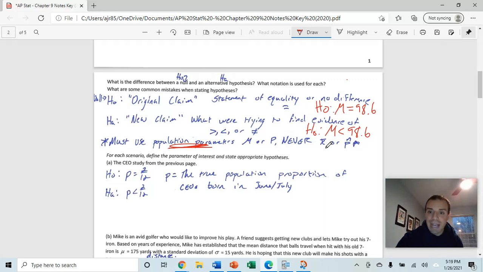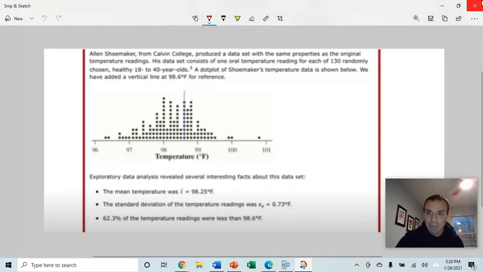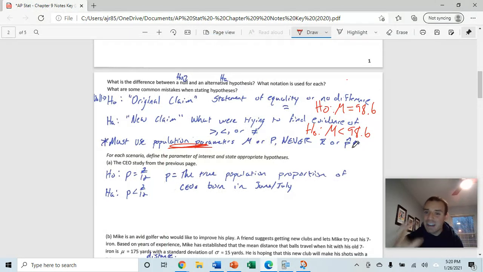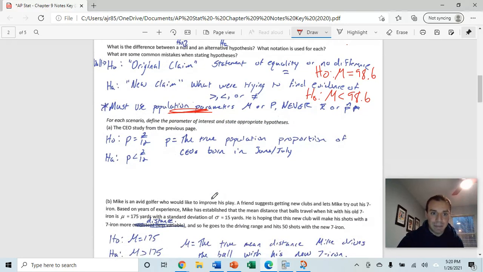Again, we don't use x bar or p hat because we know what we got in our sample. We know our sample mean was less than 98.6. The question is, is it strong enough evidence based on my sample of 130 people? Is that enough? Is that far enough away? Is it too crazy of a result, or is it crazy enough to say that this is definitely not true? And that's what a significance test is all about. We'll look at these two examples in class.